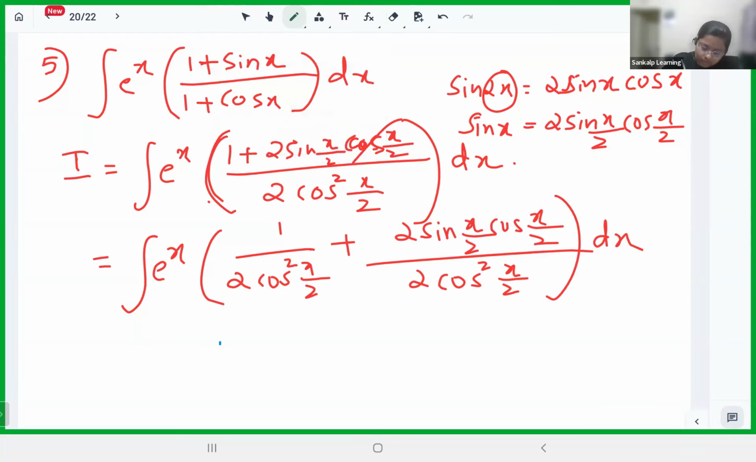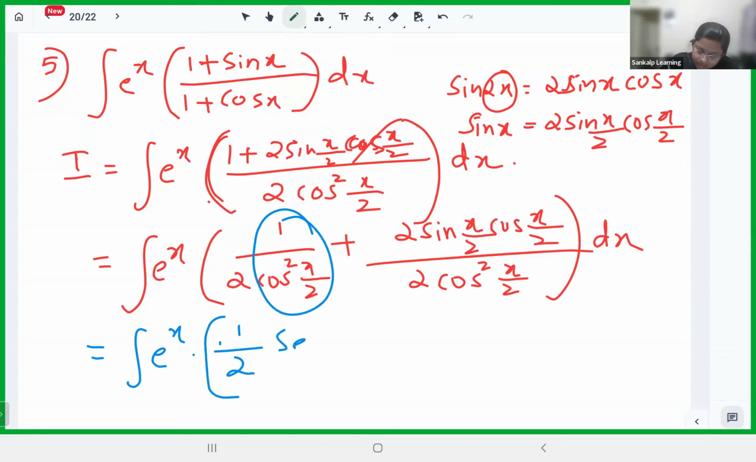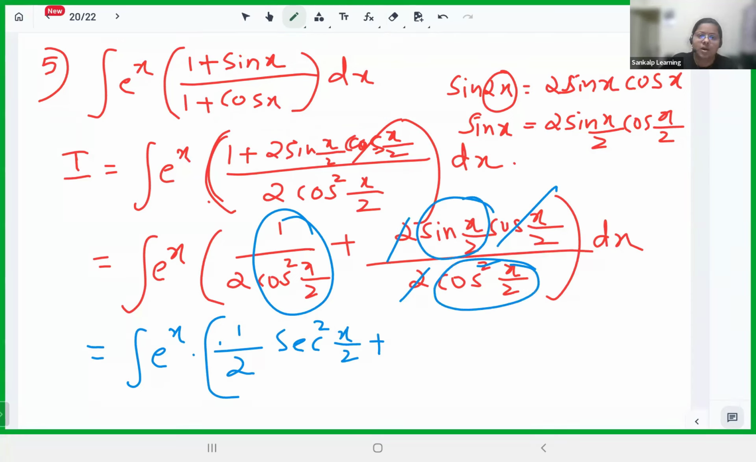All right. So this is equal to integral e raised x into 1 by 2. What is 1 by cos square x by 2? It is sec square x by 2. Sec square x by 2 plus 2 gets cancelled. Cos x by 2 and 1 cos x by 2 gets cancelled. What is remaining there? Sin x by 2 divided by cos x by 2. What is sin by cos? It is tan, right? So this is equal to tan x by 2 into dx.